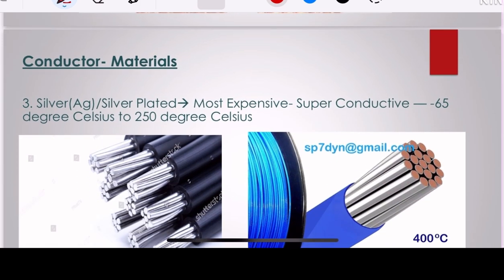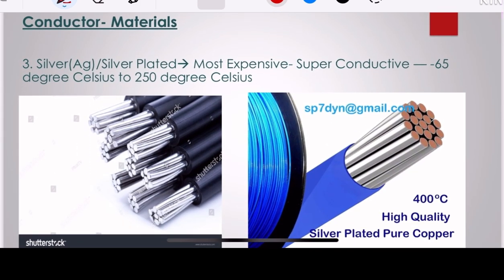Now let us move to the other material, that is silver. Some cable conductors are made up of Ag, that will be used in aerospace, but some of the cables are made up of copper but plated with Ag, that is silver.